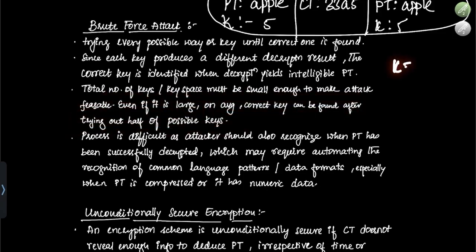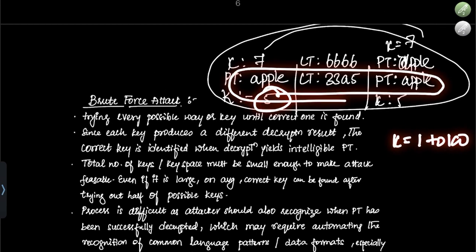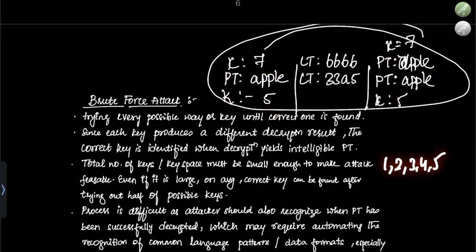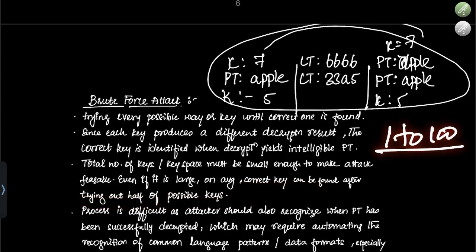Let's say the k value ranges from 1 to 100, and when the key is equal to 5, I got this answer. Now if I have to find the key value for 6666, it is very easy: 1, 2, 3, 4, 5, and after that 6. When I check for k equal to 6 or k equal to 7, I'll get whatever value was required, right? So even if the key space is more, on an average, the correct key can be found on trying half of the possible keys. Here, when we took the example from 1 to 100, I was able to find the key value only after 5 places. So a brute force attack is where I try each and every possible key until I find the correct key.